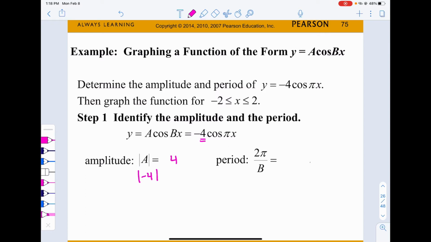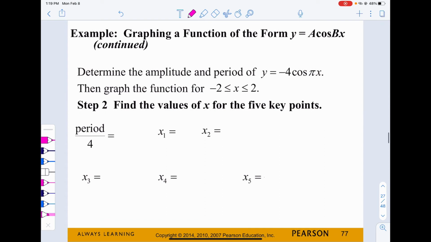The period, we take 2 pi divided by b. Well, our b value in this case is pi. So if we take 2 pi divided by pi, that means we have a period of 2. Step number 2, just like we did yesterday, our 5 steps, we are going to find the values of x for those 5 key points.